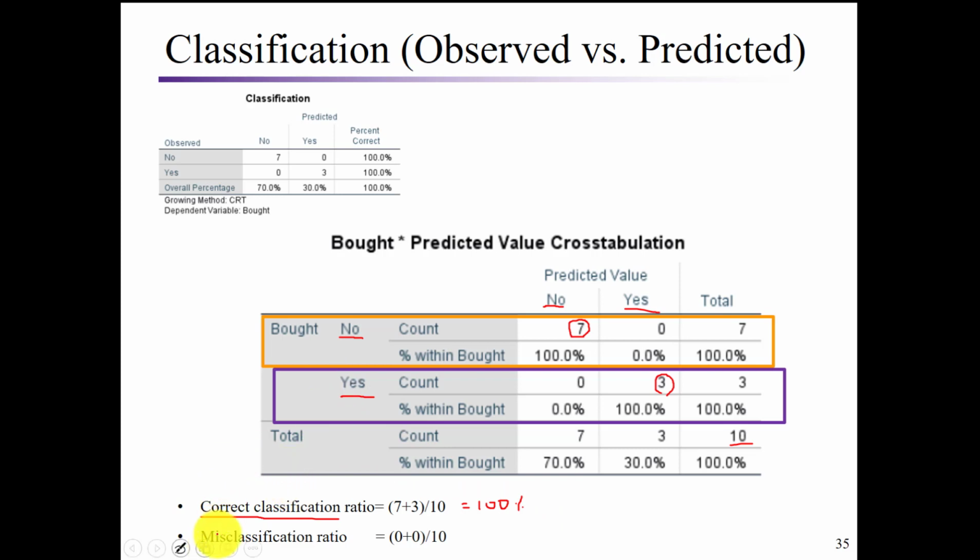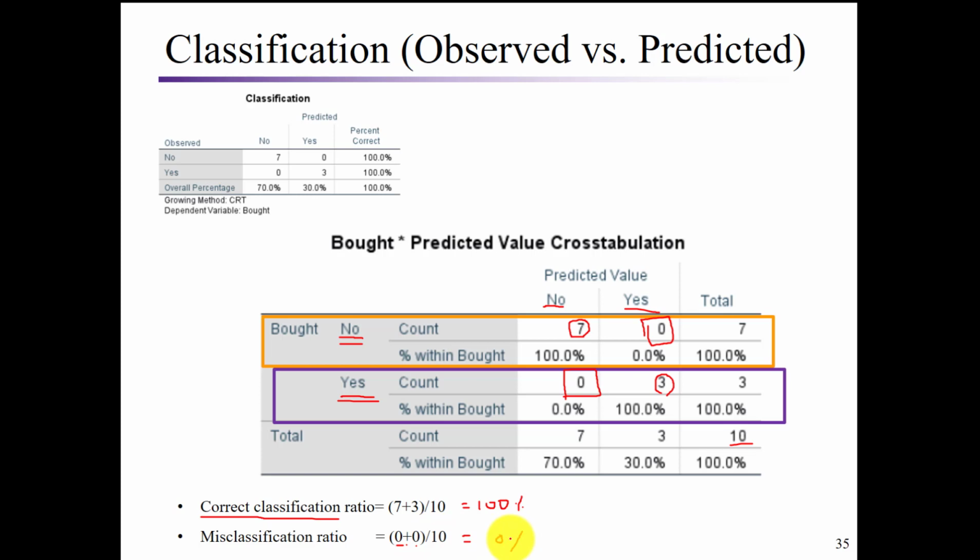By the way, how about the misclassification ratio? That means actually it was no, but if it was predicted to be yes, then it is misclassified. So the number is 0. Actual bought is yes, but if it is predicted to be no, like this one, then it is also misclassified. So in this case, we add 0 plus 0, which is 0, divided by 10 is 0%.